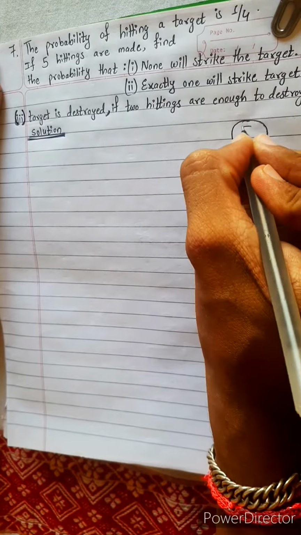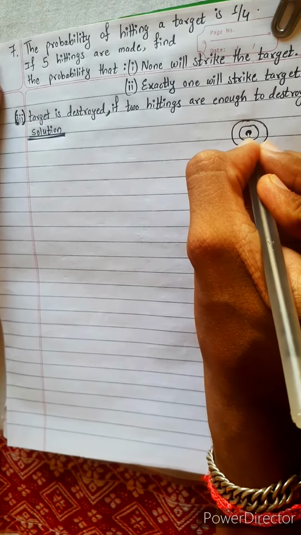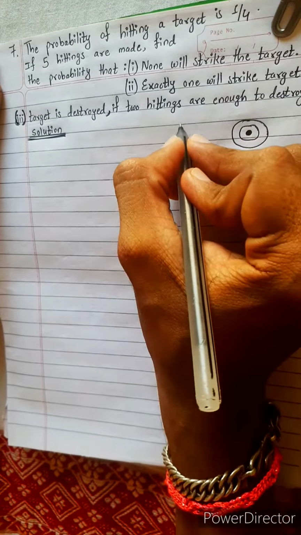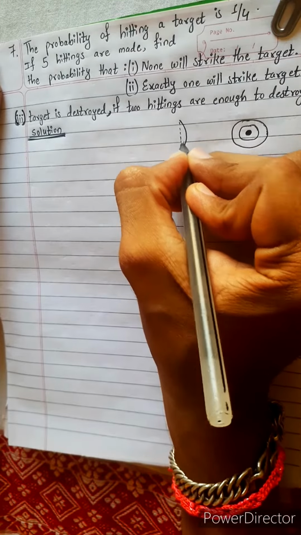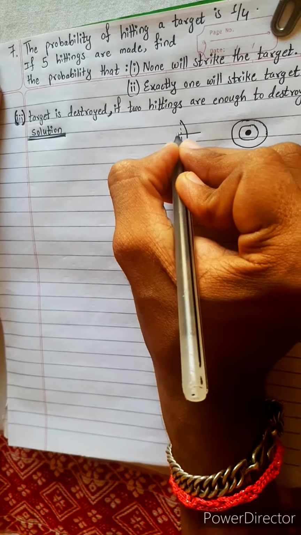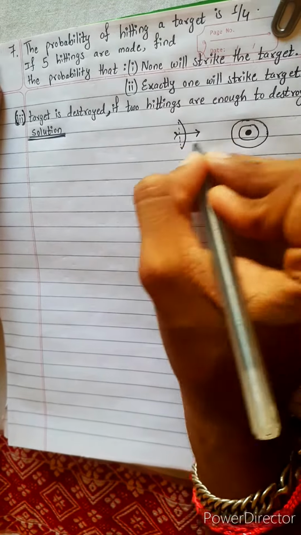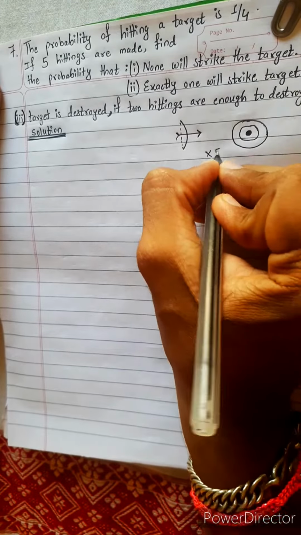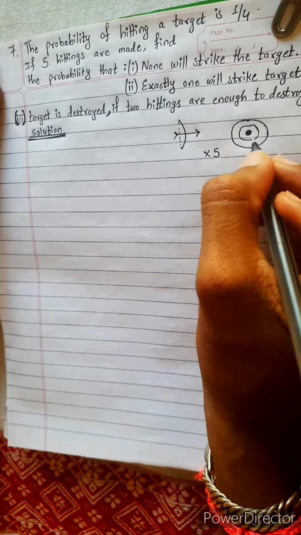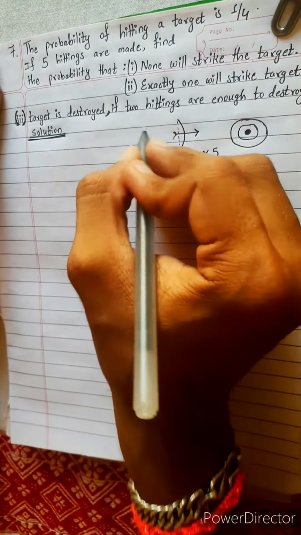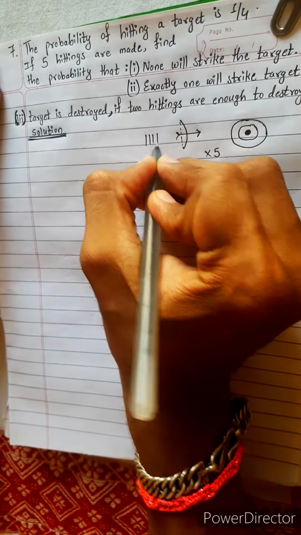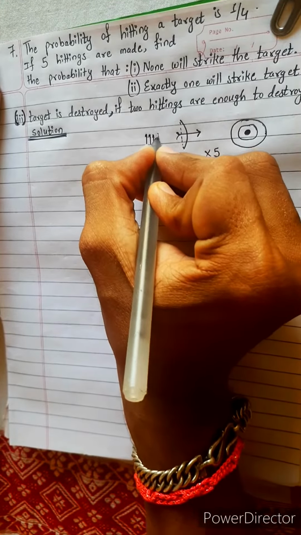Suppose this is one target. Okay, this is the target, suppose, and a person is hitting from here, with one bow. From here, hitting. How many times? 5 times the person is hitting the target. Find the probability that 5 times. 1 is here, 2, 3, 4, 5. There are 5 targets.